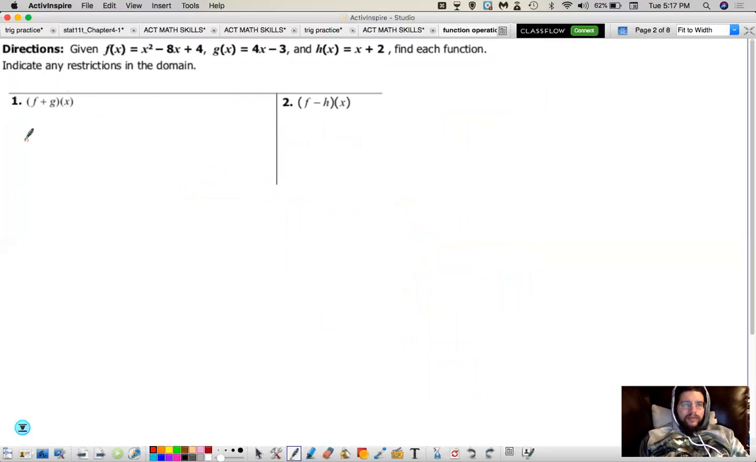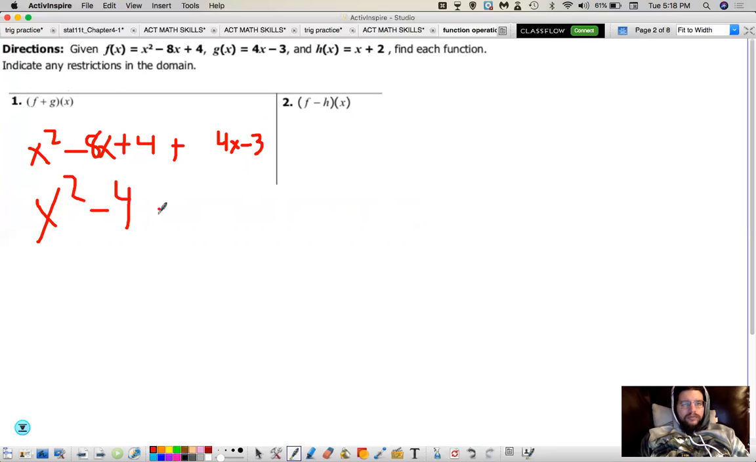I'm just going to write it out. Here's my f. Plus, here's my g. Again, those parentheses, I'm looking at it. No, we don't need them. Get rid of them. You don't actually have to get rid of them if you don't want to, but they're not serving us any purpose, so I'm going to go ahead and get rid of them. Combine like terms. And hey, you're done.